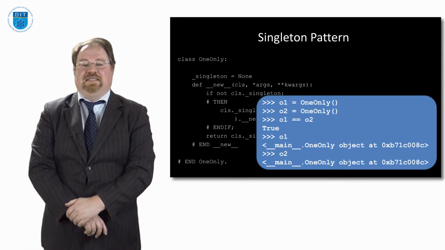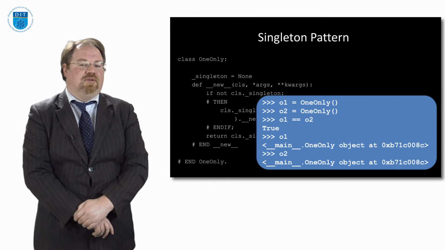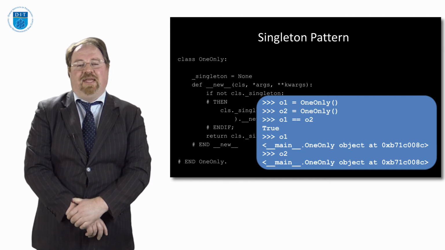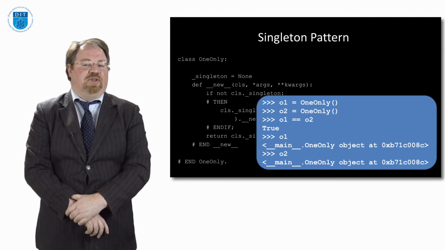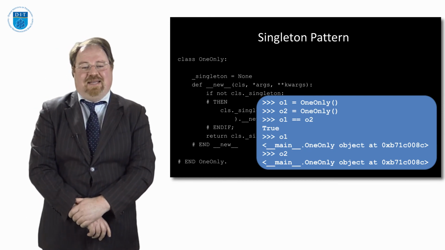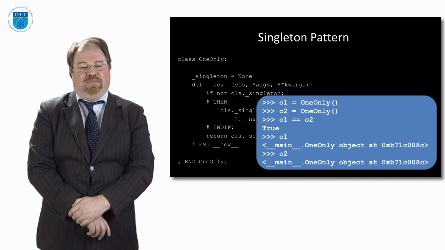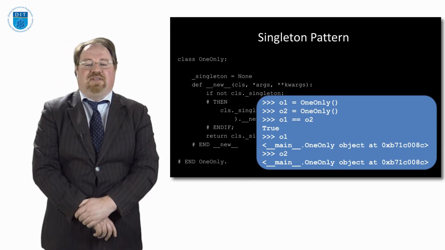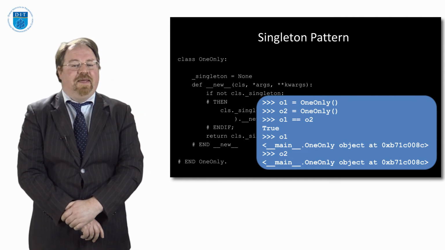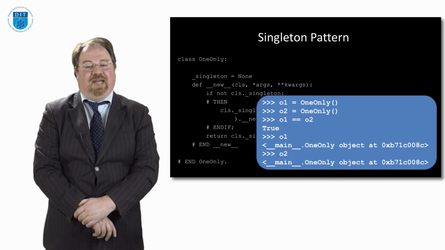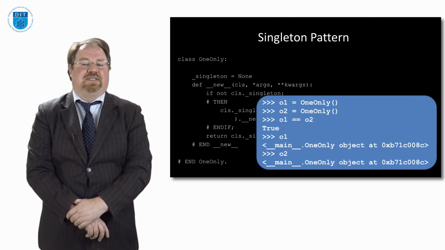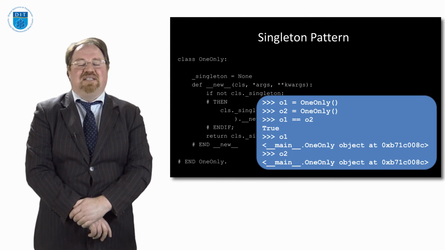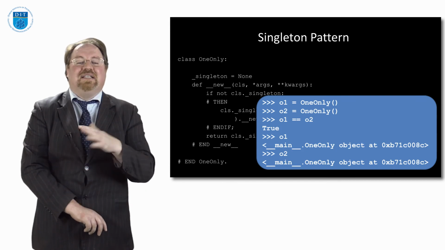So all that happens is, if I were to create an instance of only one called O1, so O1 is assigned only one, and then a new instance of only one called O2, the program would allow me to do that. But if we check if O1 is equal to O2, it is the same thing. And if we ask the system where in memory only one is stored, in this case it's stored in hex location B71C008C. If we ask where in memory O2 is located, it's the same place, B71C008C. So that means they are the same object. Although you can create as many aliases or pointers to it, there's only ever going to be one object.